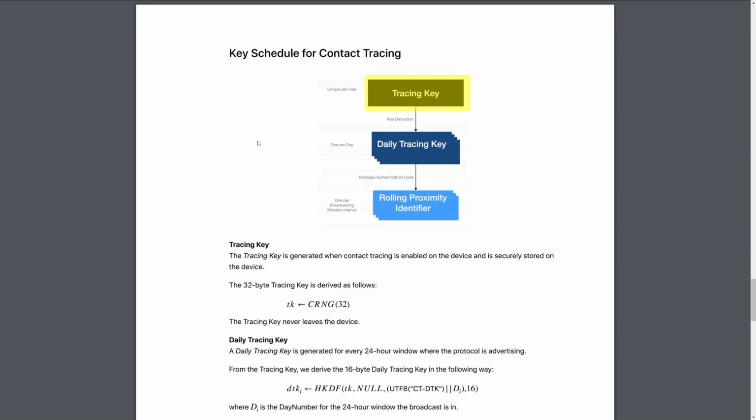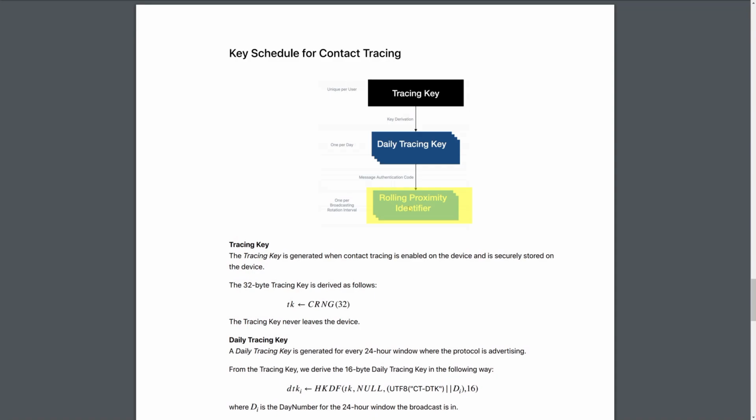This is the key schedule for contact tracing. We have the tracing key, which is unique per user. This is generated the first time you open the application. Then we derive the daily tracing key from the tracing key, and this is generated once per day. And we use the MAC algorithm to generate a rolling proximity identifier, which is one per broadcasting rotation interval.